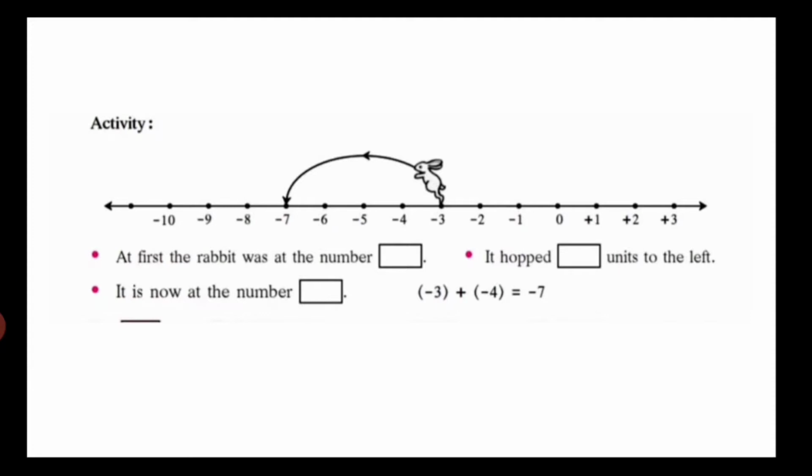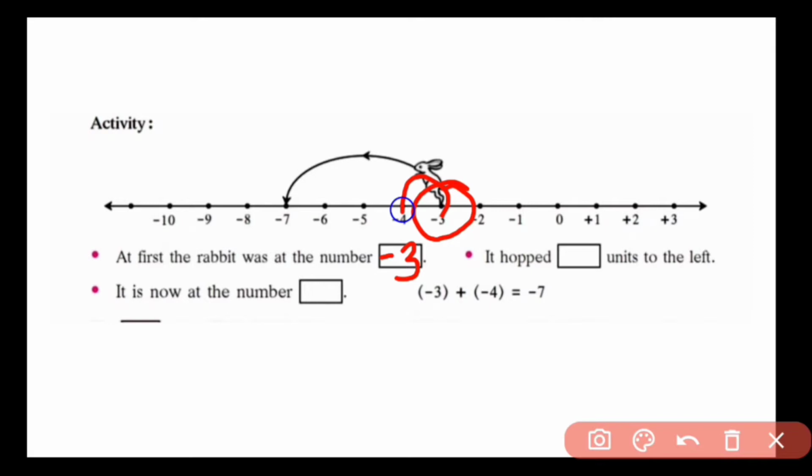Now at first the rabbit was at the number. Let us see. It is at number -3. Okay. Now it hopped dash units to the left. How many units it hopped? 1, 2, 3, 4. 4 units to the left. So it is now at the number -7. What does it mean? It means that -3 plus -4, answer is -7.